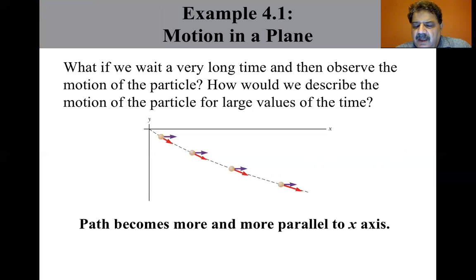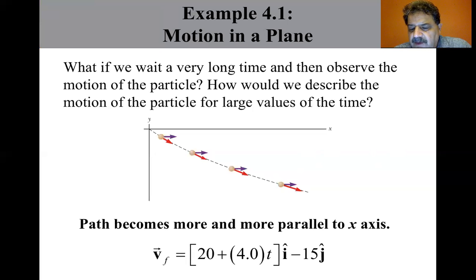Mathematically, our equation shows that the y component of the velocity remains constant while the x component grows linearly with t. Therefore, when t is very large, the x component of the velocity will be much larger than the y component, suggesting that the velocity vector becomes more and more parallel to the x-axis. The magnitudes of both x final and y final continue to grow with time, although x final grows much faster.